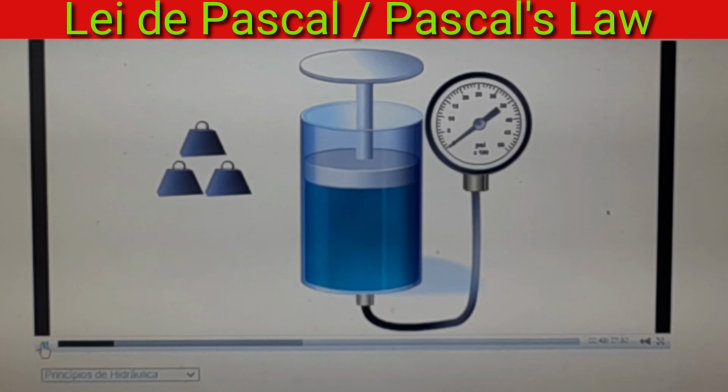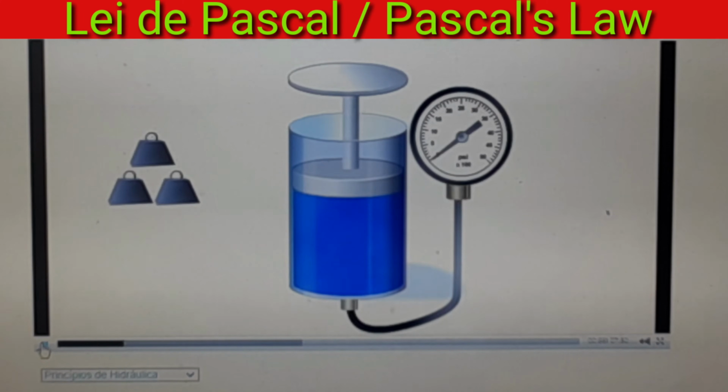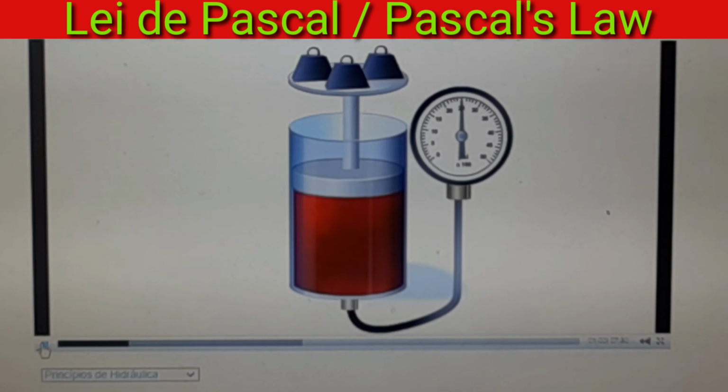This cylinder is filled with gas. As weights are dropped onto the top of the cylinder, notice how the gas becomes compressed. This cylinder is filled with liquid. As weights are dropped onto the top of the piston, notice how the liquid becomes pressurized. As you can see, fluid is not compressible.